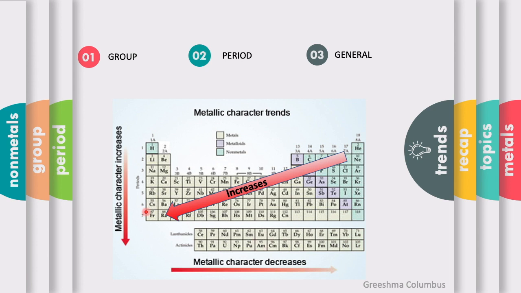So generally in the periodic table, if we notice, most of the elements are metals, which is the S block, the D block, some of the P block, and almost all of the F block.